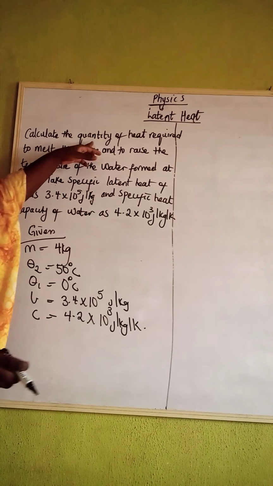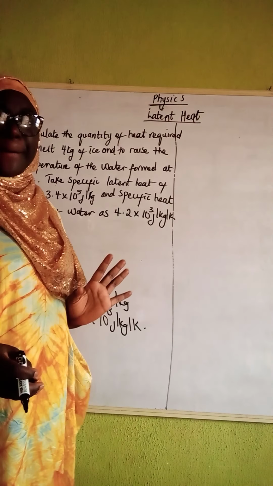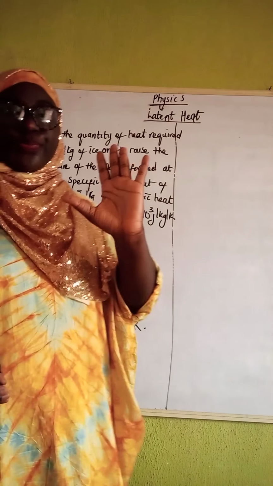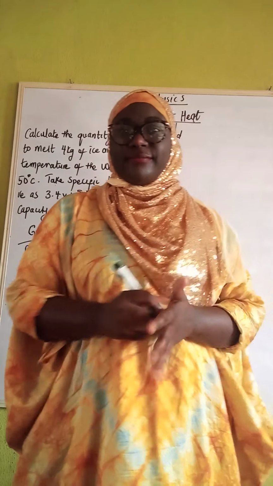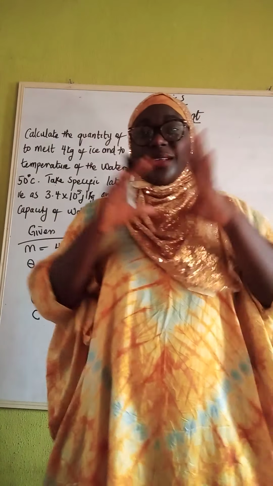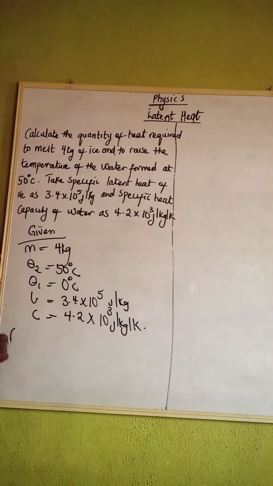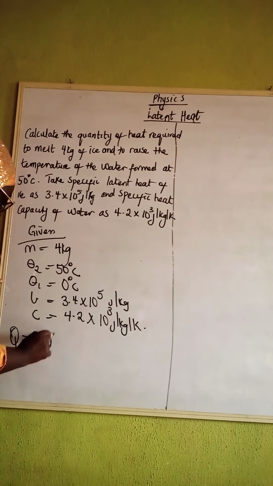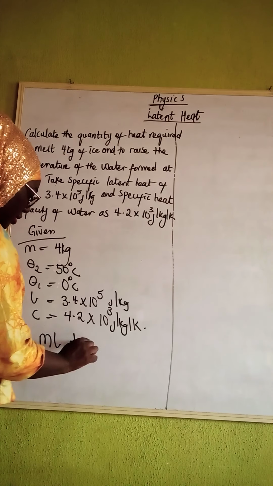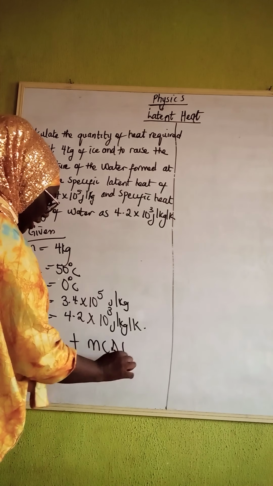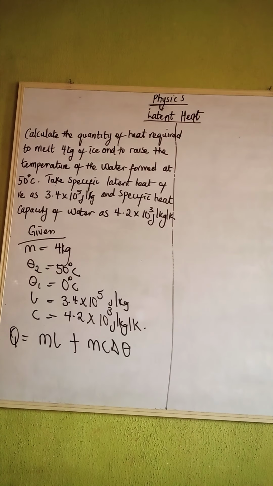Now, the question says we should calculate the quantity of heat, the Q. So here, we are going to add up the two parameters given to us, which is Q equals ml, I hope you understand this under the latent heat, and also plus mc change in theta. That is what we are going to add up.